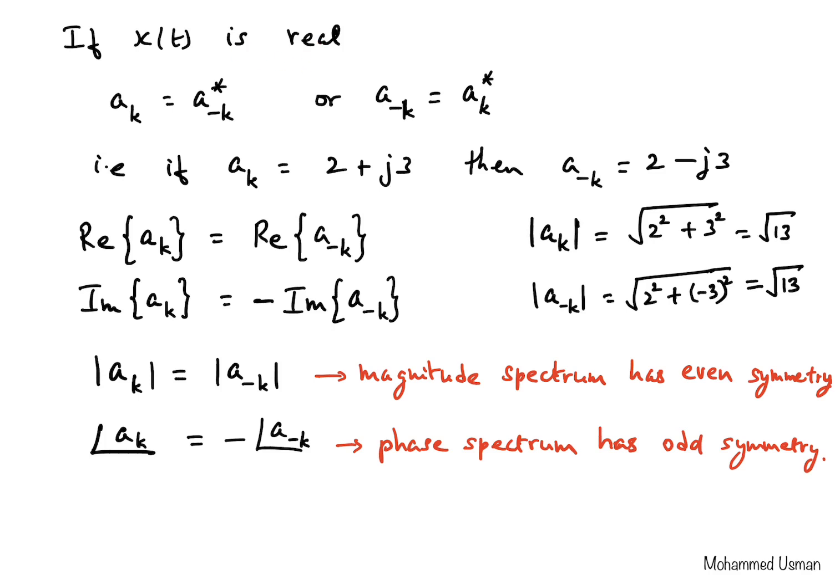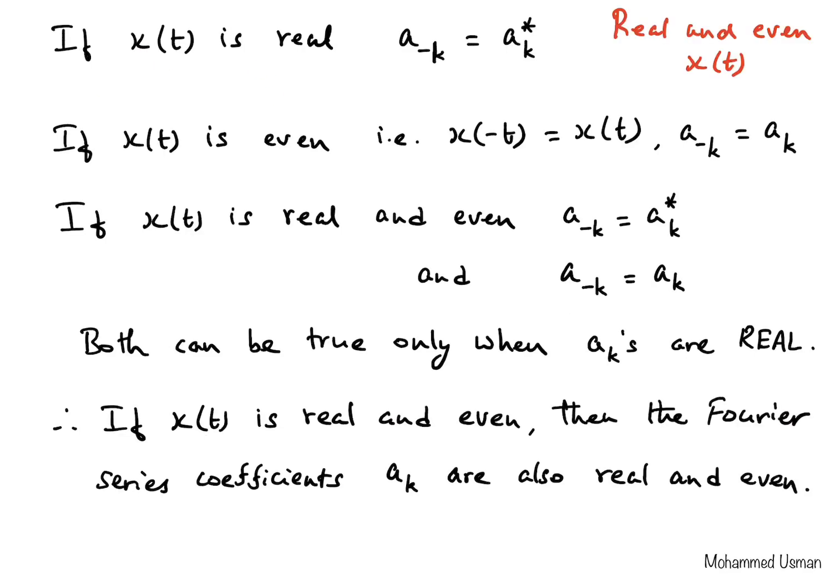So if we have a signal which is real as well as even, again we have seen what happens to the AK terms when the signal is even previously.